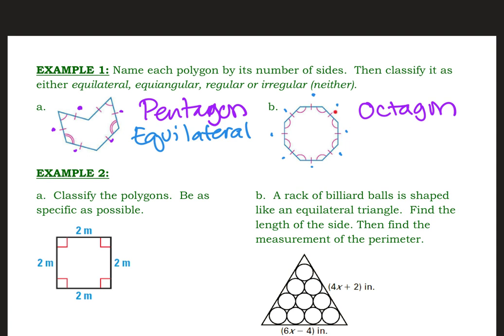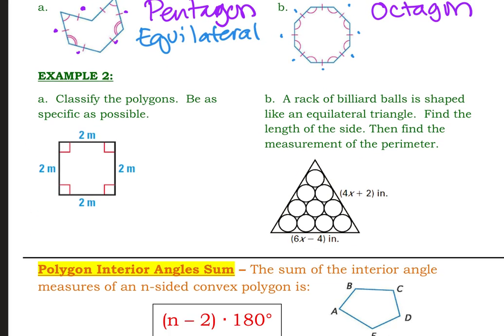Are all the sides marked the same? They are. Good. What about the angles? Do they all have the same marking on them? They do. So when it's both equilateral and equiangular, what do we call it? We call it a regular. So this is actually called a regular octagon, would be the proper way of arranging those words. A regular octagon. All right, we're gonna do the same thing in example 2.